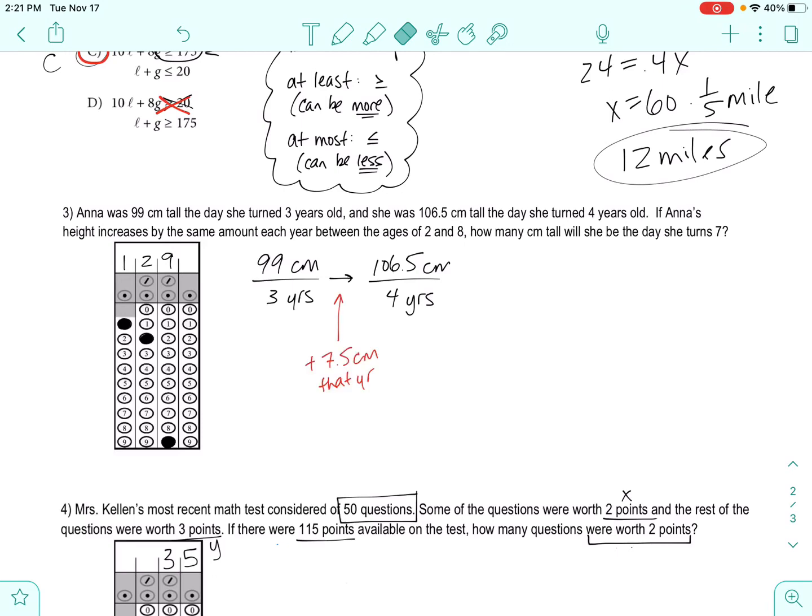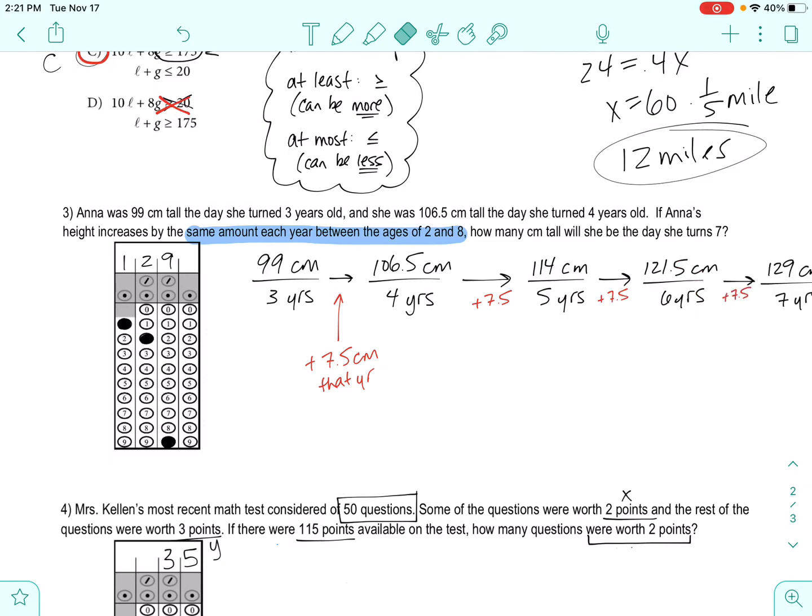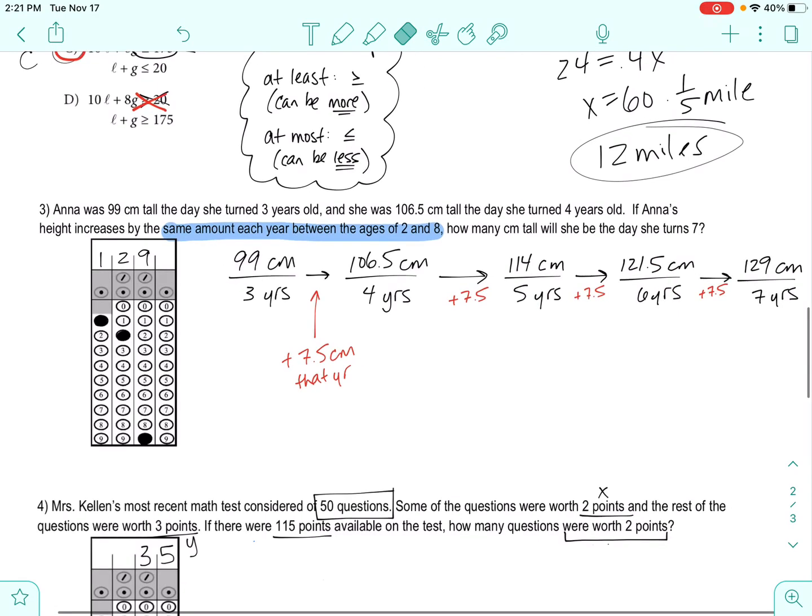So what you can see is that we have 99 centimeters when she's 3 years old. She went up 7.5 centimeters to get to 106.5. I just did some basic subtraction there. When she's 4 years old, and I believe this pattern is going to continue because it does tell me she goes the same amount each year between 2 and 8. How many centimeters tall will she be when she turns 7? Do you see the pattern? I'm just going to continue the pattern. She's 5, she's 6, she's 7, she is 129 centimeters tall.